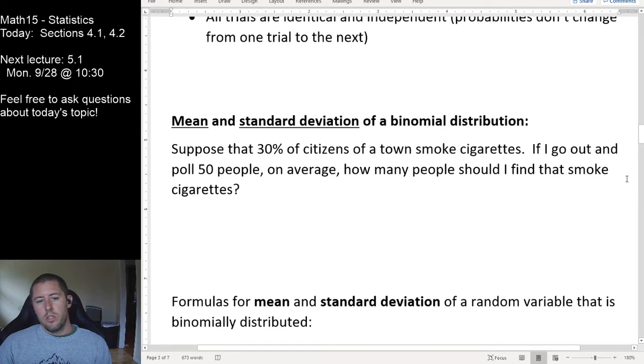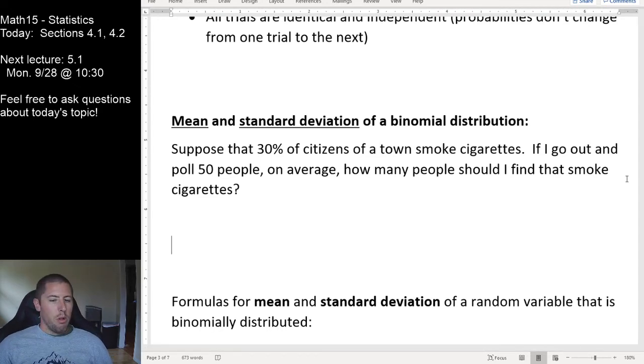So suppose that 30% of the citizens of a town smoke cigarettes. If I go out and poll 50 people, then how many do I expect to find smoke cigarettes? Notice I emphasized the word expect. Remember that average, mean, and expected value are all the same thing. In this case, I think it's easier to use the words expected value: how many people do I expect to say yes, I smoke cigarettes, if I did this once?